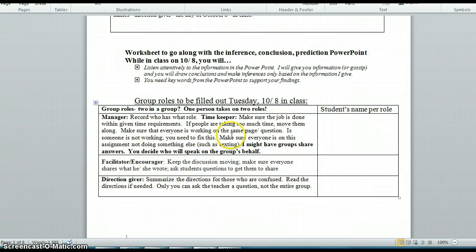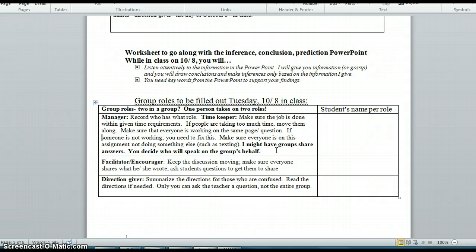Make sure that everyone is working on the same page or question. If someone is not working, you need to fix this. Make sure everyone is on the assignment, not doing something else, such as texting. They've got to be doing the assignment I have given you.